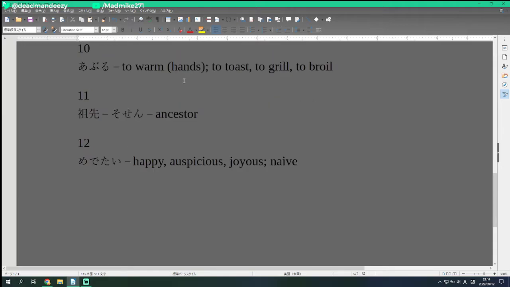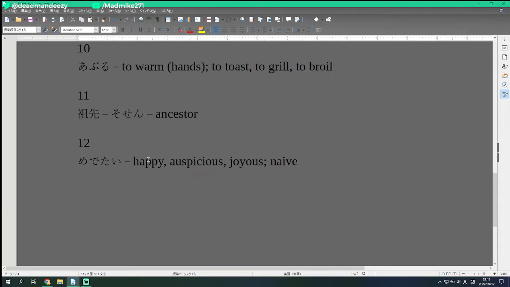Number 10 is abura. Abura is to warm one's hands or to dry one's hands, like on a fire, or it could also mean to toast, grill, or broil something on a fire. Abura is to toast and warm your hands, or to actually toast something on the fire.